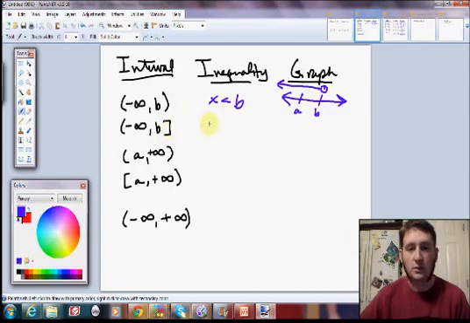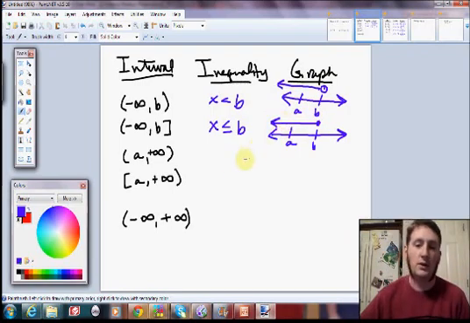So what would this one be? Well, this would be x is less than or equal to B. We would draw a quick sketch. There's A, there's B. We've got a right-hand endpoint that's closed, and it just extends indefinitely to the left. Well, okay, I guess this would be x is greater than A.